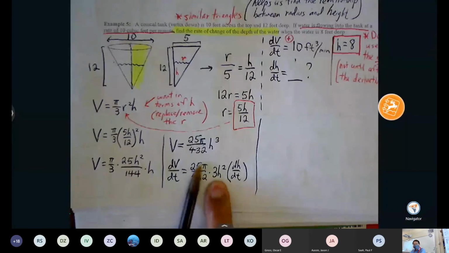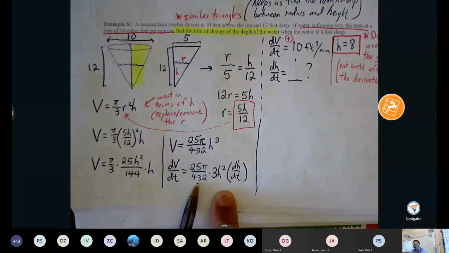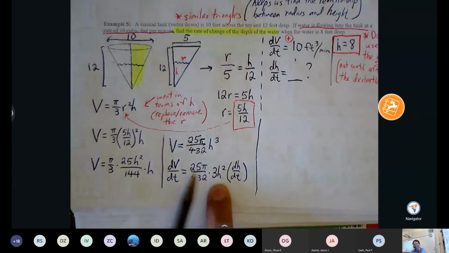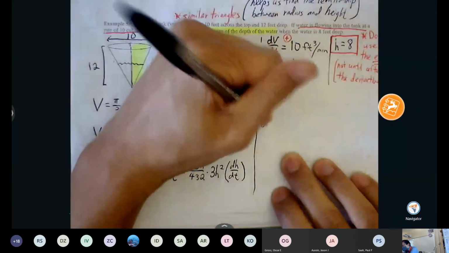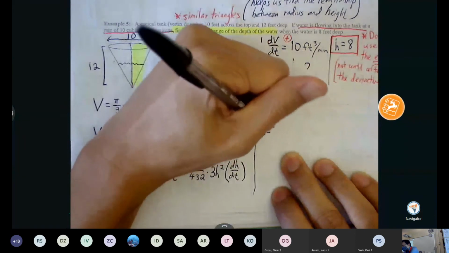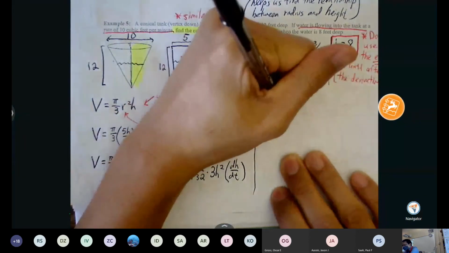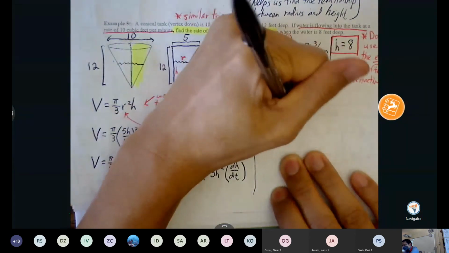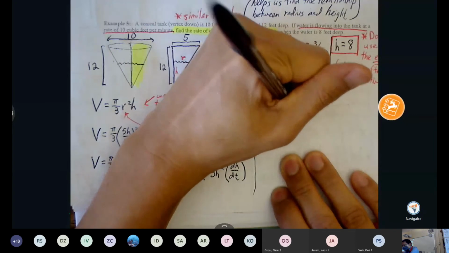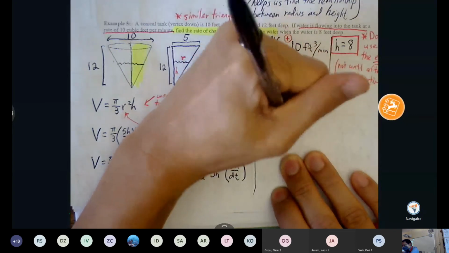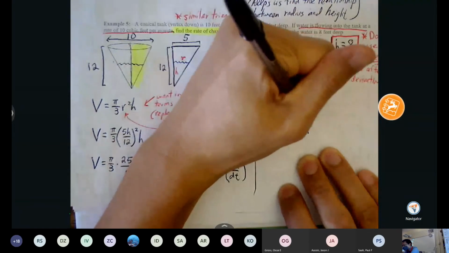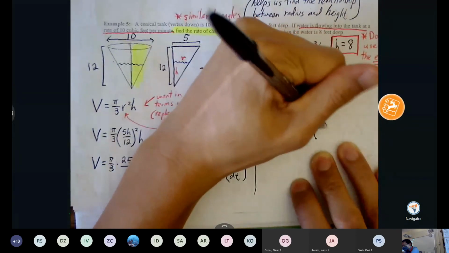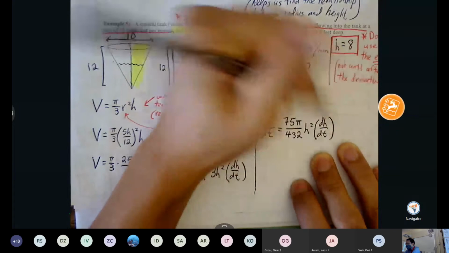If you want to clean this up further, you can, or we can start plugging in, but maybe I'll clean up a little bit more. I'll put that 3 with the 25. I'll make it 75 pi, but from this point, you can really just do whatever you like in terms of the order of cleanup or substitution. Okay.